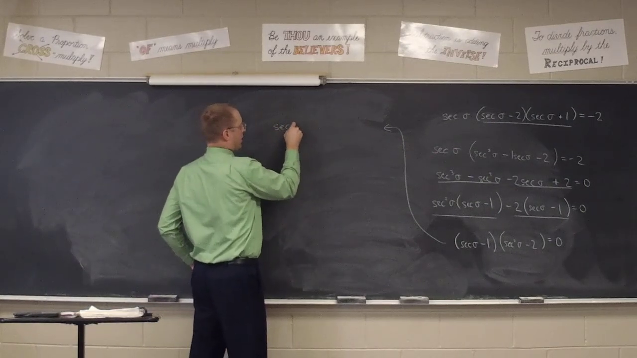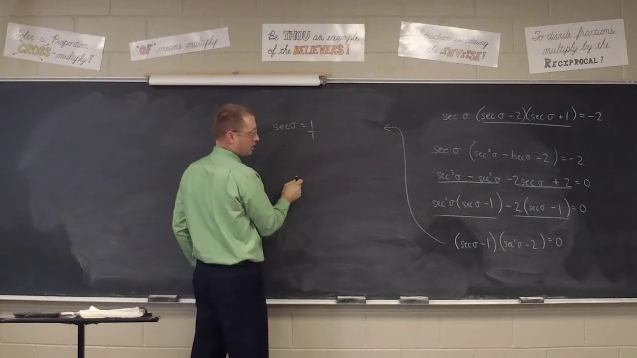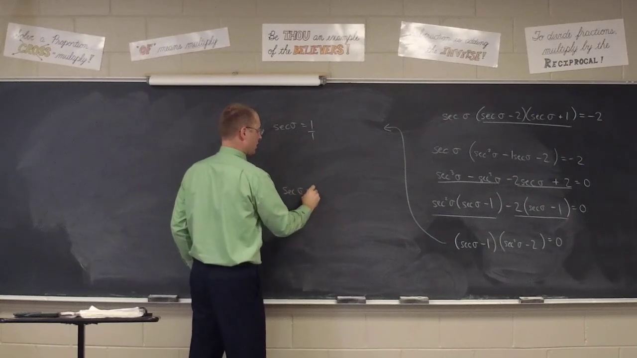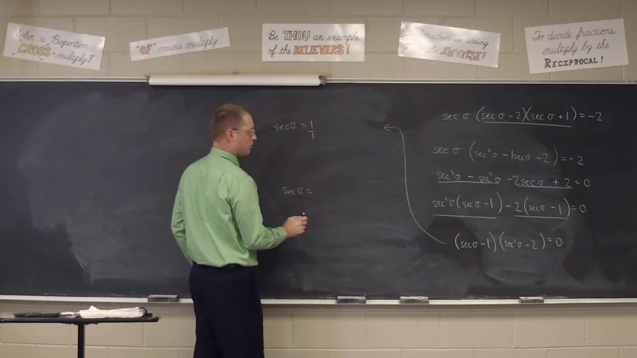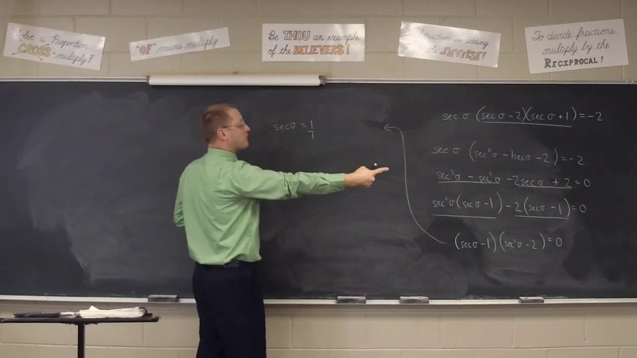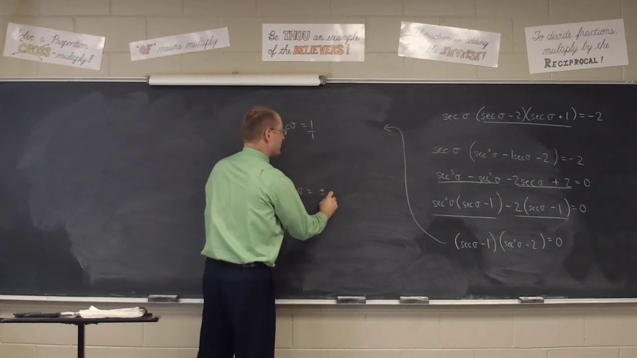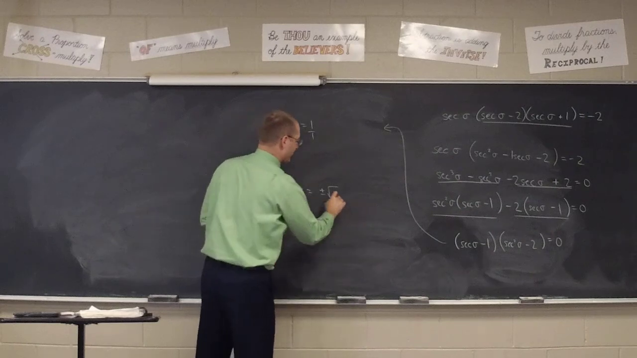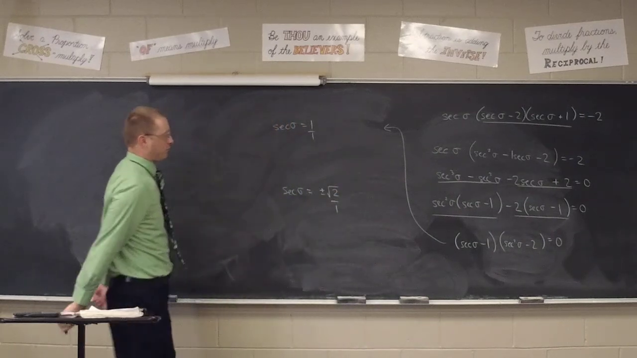Secant equals 1 over 1. And then secant equals square root of 2 over 1. You move that 2 over, you have to take the square root of it. It's going to be positive, negative. Good, Quentin, learned from your mistake earlier. Square root of 2, and I'll put that over 1.